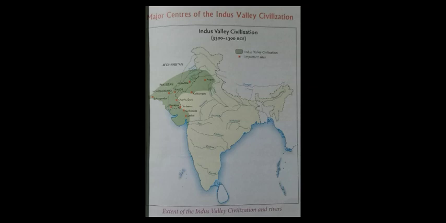So, I want you children to go through the map as you can see in the picture properly. Here, the major centers of the Indus Valley civilization are given. The Indus Valley civilization lasted from 3300 to 1300 BCE. The green portion, as you can see in the map, shows the major centers of the Indus Valley civilization.